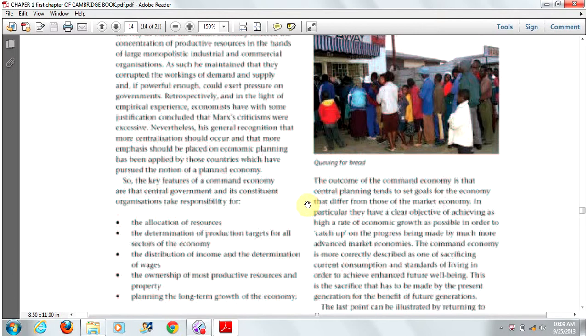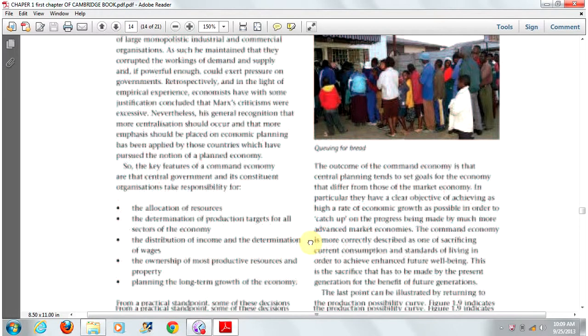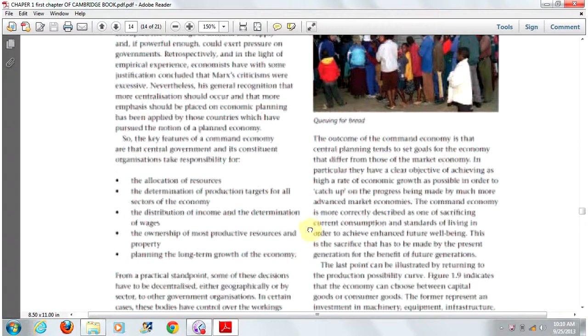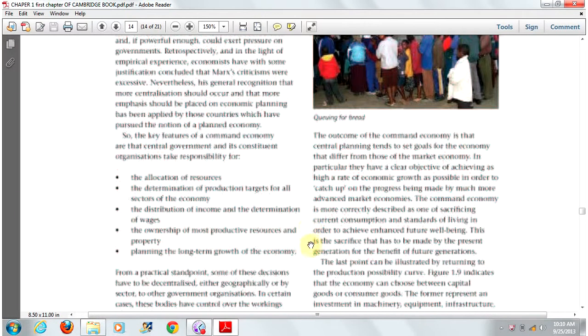The command economy is more correctly described as one sacrificing current consumption and standards of living in order to achieve enhanced future well-being. This is the sacrifice that has to be made by present generations for the benefit of future generations. The last point can be illustrated by returning to the production possibilities curve.